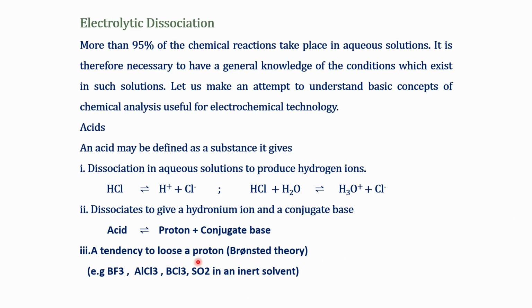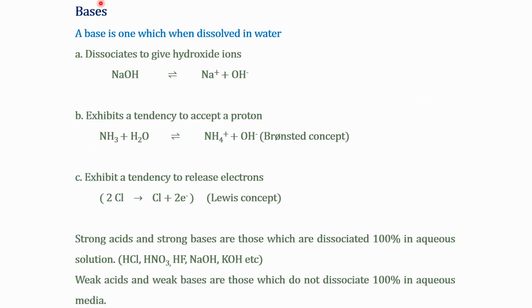This BF3, aluminum chloride, BCl3, these are all called Lewis acids. Here we define acid as one which has a tendency to accept electrons, that is Lewis acid, the third definition. Okay. So, we can similarly define what is a base.